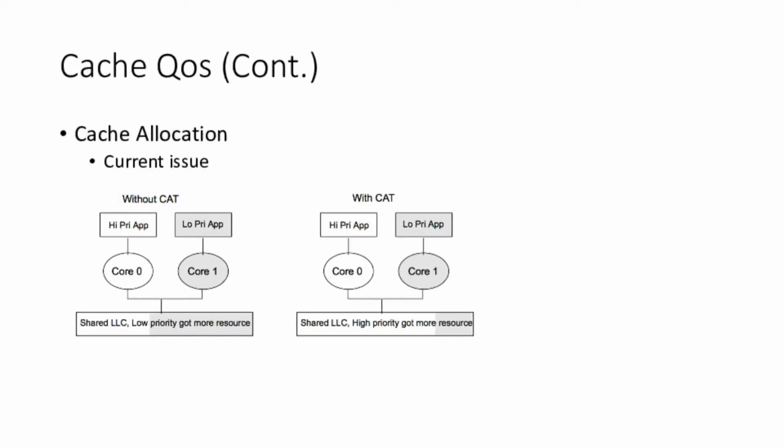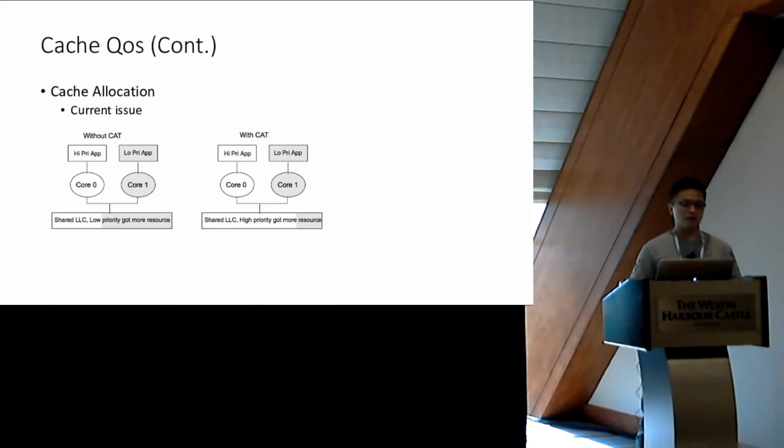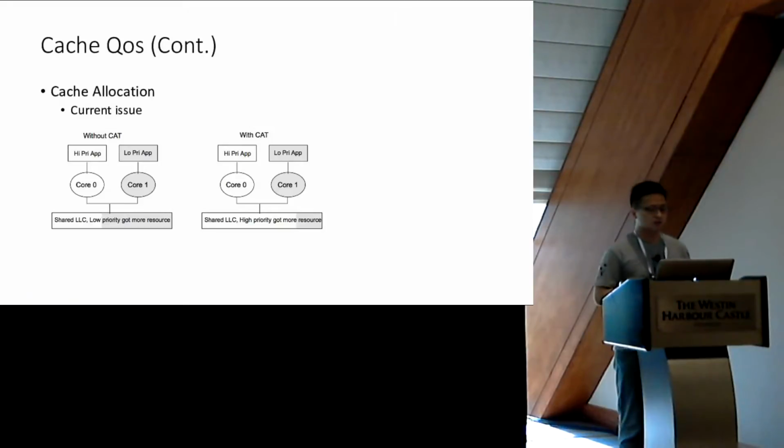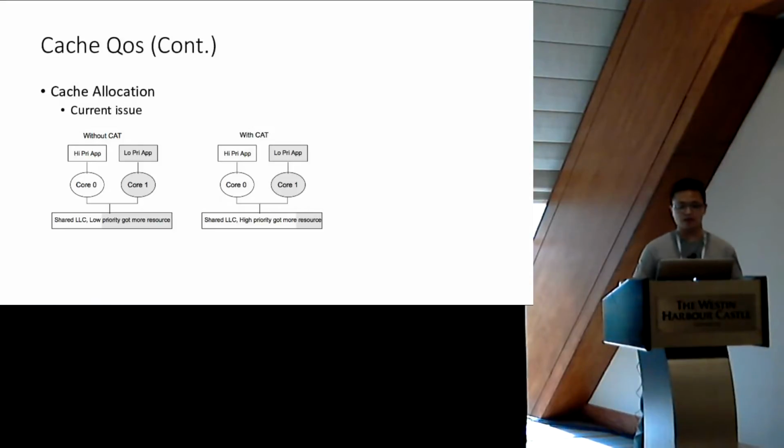Another feature of cache QoS is cache allocation. As we know, the shared cache can be used by all the CPUs, so all the CPUs compete for it fairly. So we can check this case: a low priority application can use lots of cache. That makes the cache not enough for the high priority application.